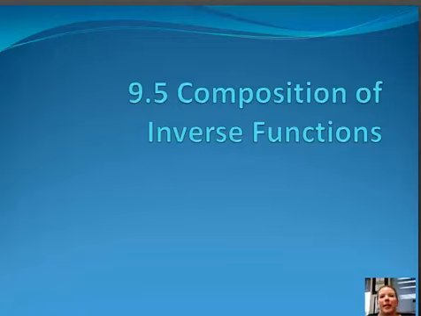Okay, today we're going to talk about the composition of inverse functions. We learned last week that inverse functions are things that are opposites of each other. You switch x and y and solve for y. So there's a way to test whether or not something is an inverse by looking at the composition of the two functions put together. Alright, so that's what we're going to be doing today.